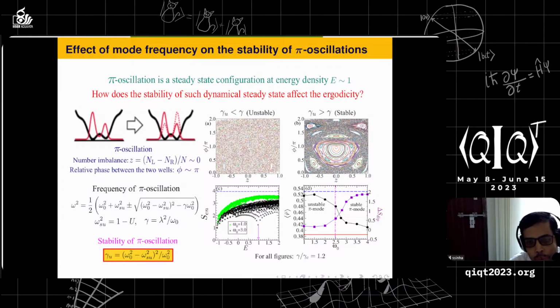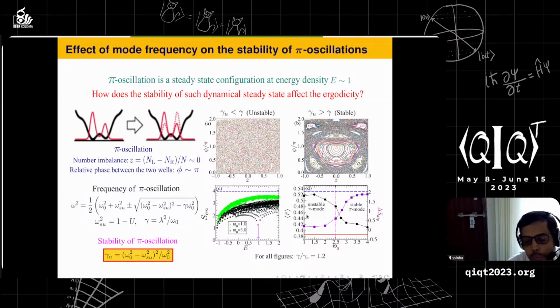Its reflection can also be seen in the quantum analysis. If we calculate the entanglement entropy of the eigenstates around this energy density E1, we find very interesting behavior. When this pi mode is unstable, the entanglement entropy of these eigenstates increases with increasing energy density and approaches the maximum entanglement entropy, which corresponds to the Page value. But by tuning the frequency of this bosonic mode, we can make this pi mode stable. Then we find that at E equal to 1, a certain regular structure emerges, and there is a dip in the entanglement entropy.